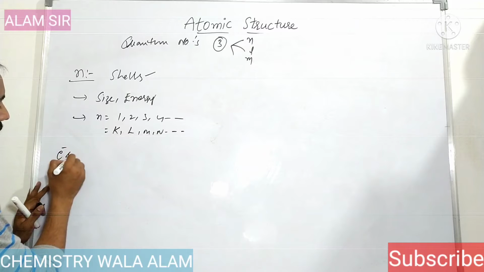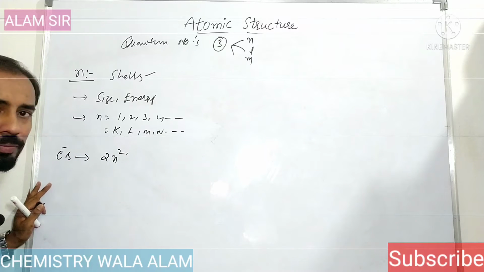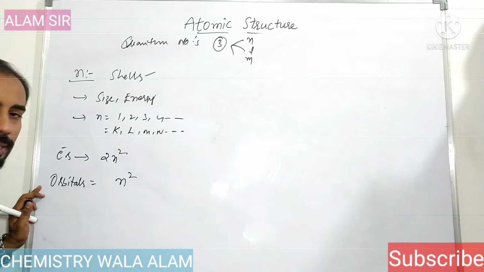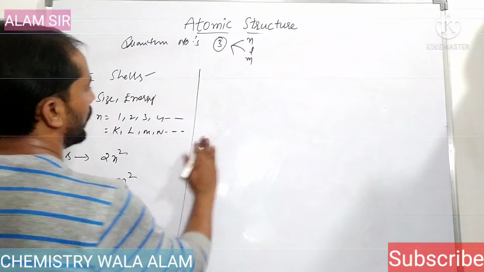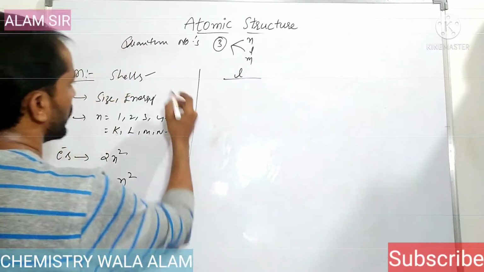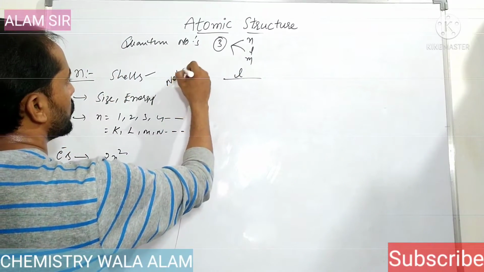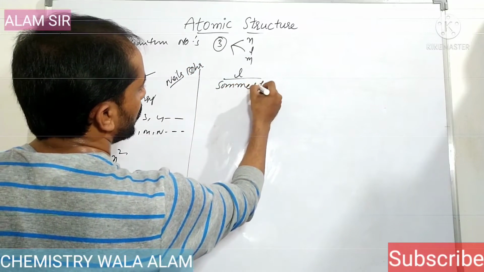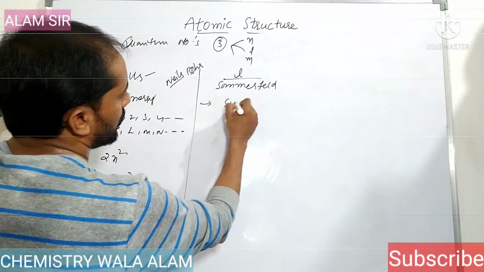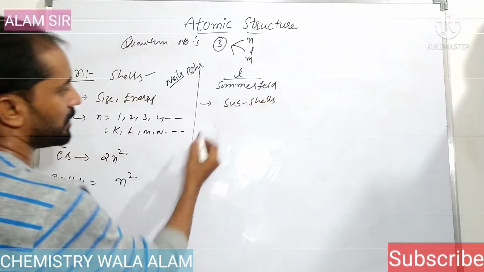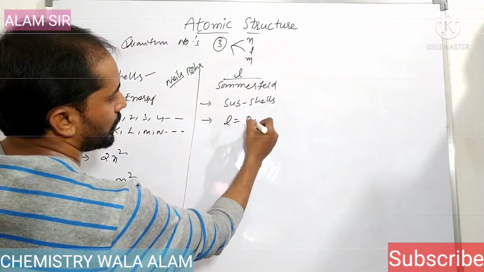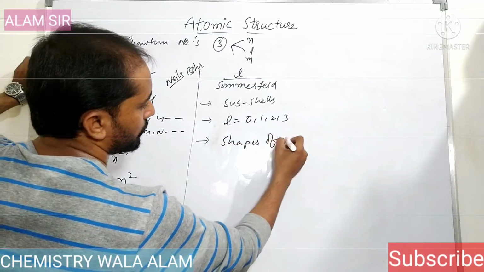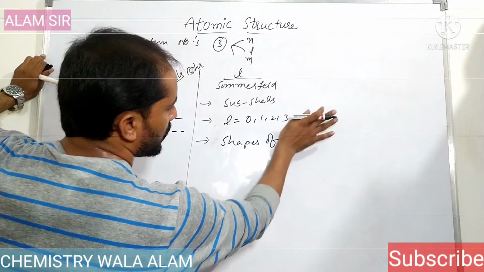The number of electrons in the main shell is given by the formula 2n square. Number of orbitals equals n square. Next is the azimuthal quantum number l. The principal quantum number was given by Niels Bohr, and the azimuthal quantum number by Sommerfeld. It explains the subshells, with values l equals 0, 1, 2, 3. Mainly it explains the shapes of the orbitals, the shapes of the subshells.